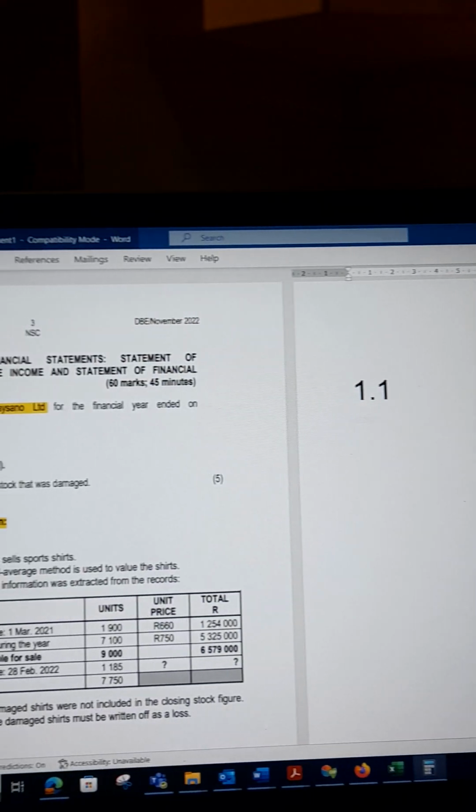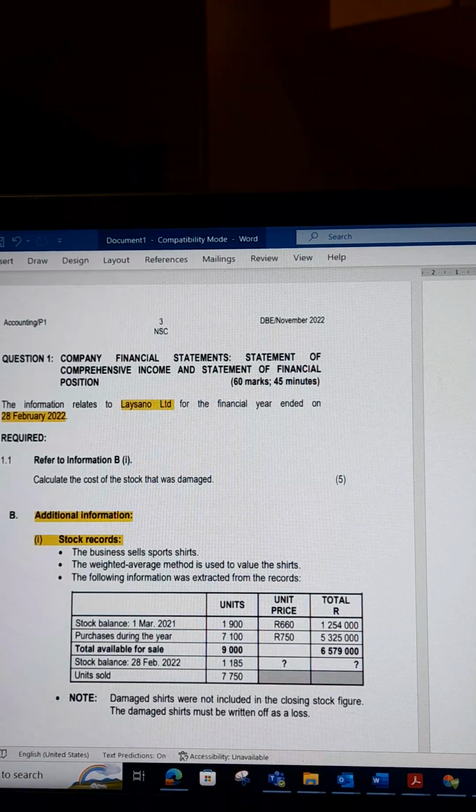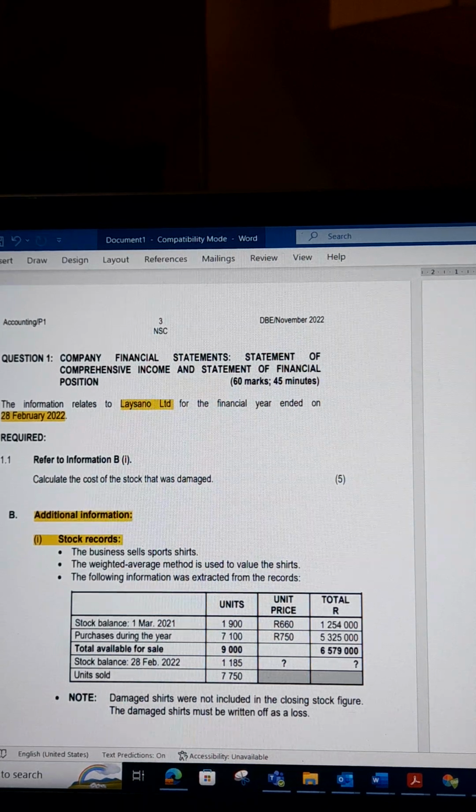Why are we sure, or how can we confirm that one? They said the damaged shirts were not included in the closing stock figure, meaning that the given closing stock figure does not include the damaged shirts. So that's why we're following our own formula, and then we compare it with the units that have been given to us. So now we have the units.